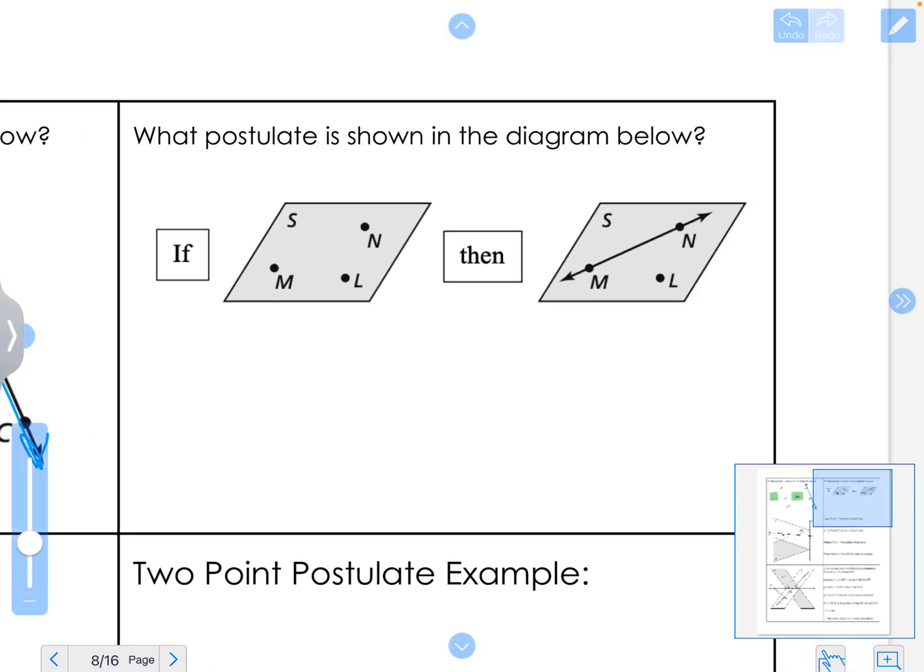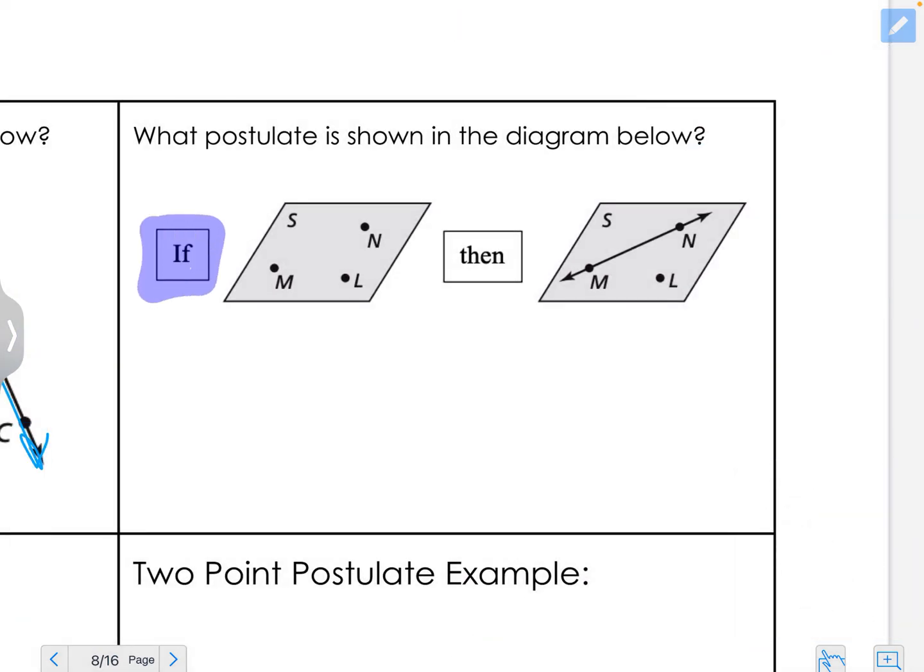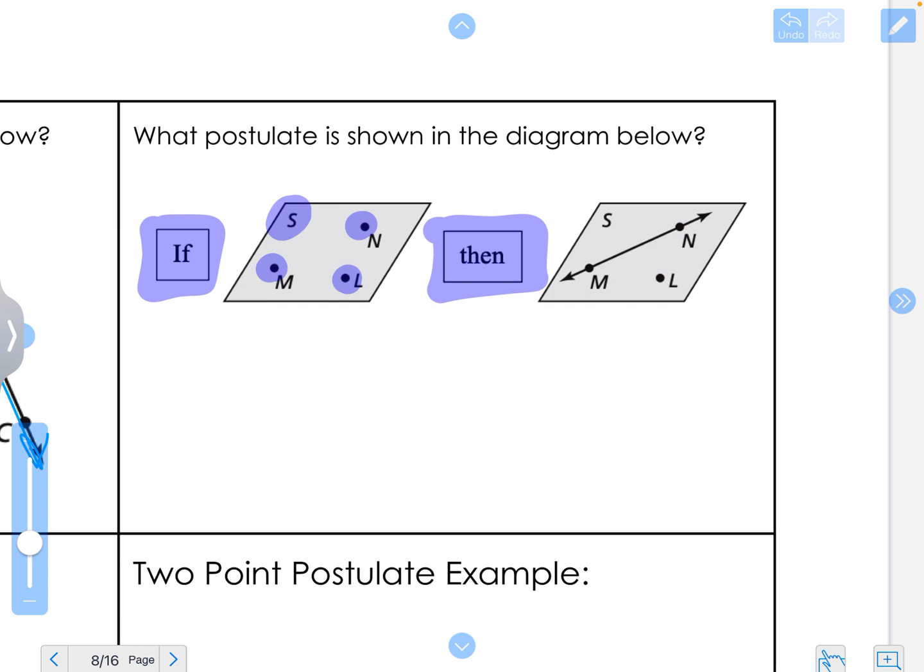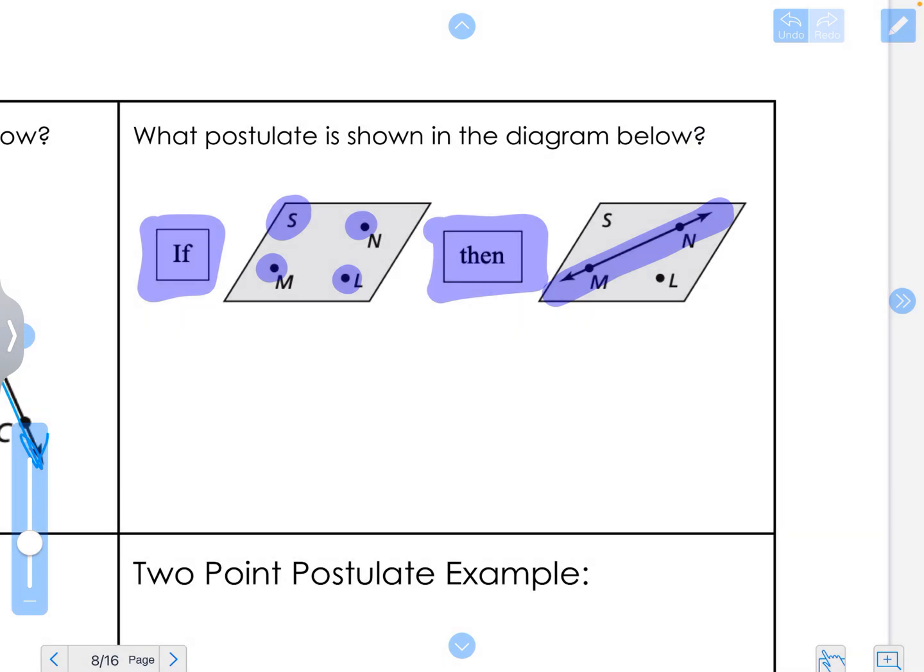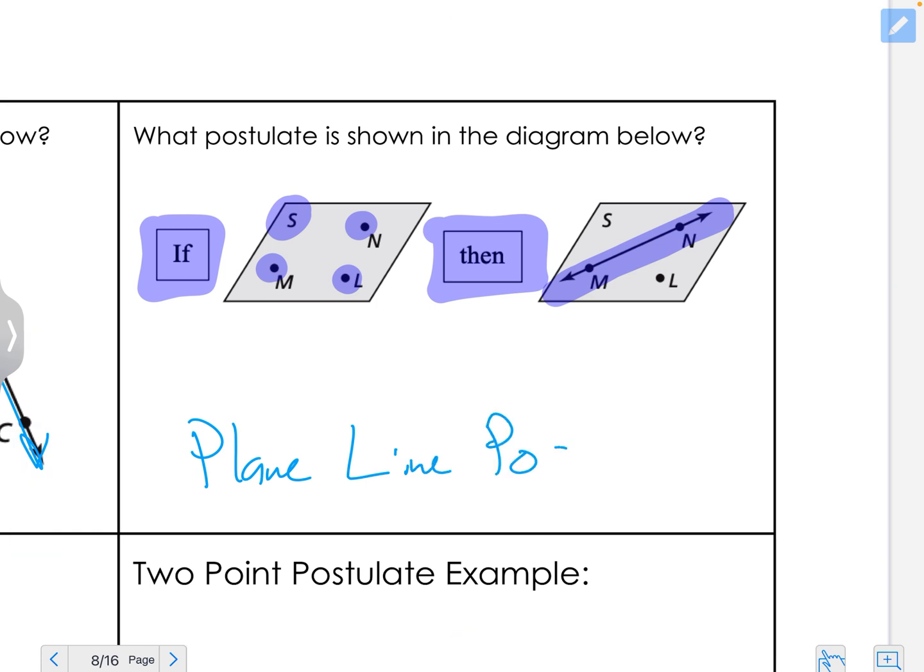So now if we look at this, our if, then, so if we have a plane with 3 non-collinear points, so we have a plane, we have 3 non-collinear points, then we know we have a line, and that line is also on that plane. So this one is going to be our plane line postulate.